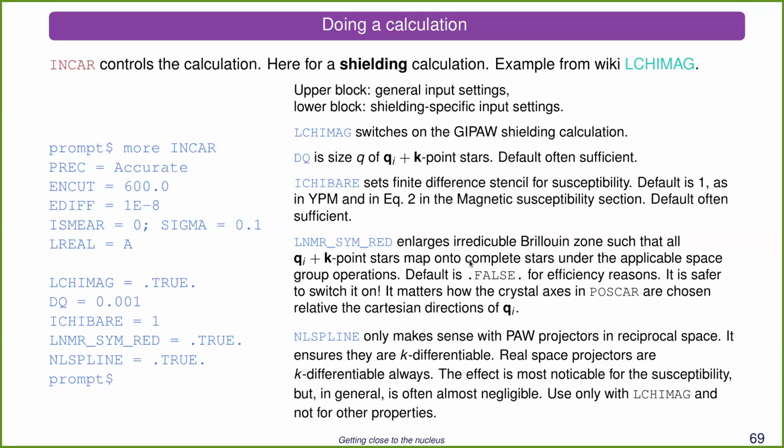So the Q-point stars map onto complete Q-point stars under the available space group operations. This enforces this. And the default is false because it's faster. But it is much safer to switch it on. So this is a tag which might require care. And it matters how you represent your crystal in POSCAR, what this is going to do.